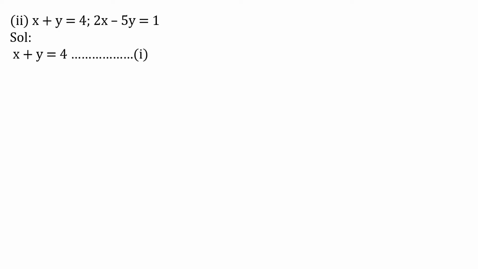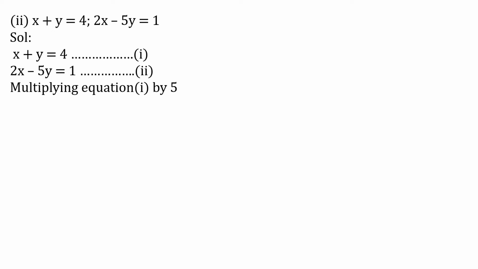Moving to the next one. What is given? x plus y equal to 4, and the second equation, 2x minus 5y equal to 1. Now first let's assign the equation number to both equations. So I have given x plus y equal to 4 as equation 1 and 2x minus 5y equal to 1 as equation number 2. Now student, as you know, in both equations none of the variables' coefficients is the same.